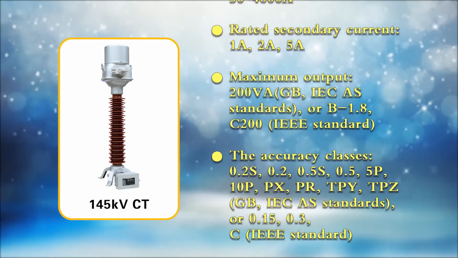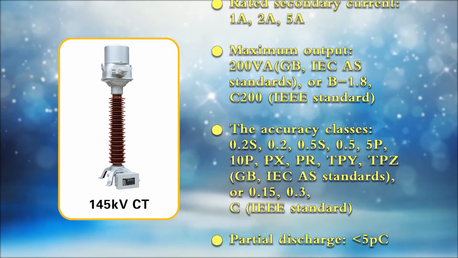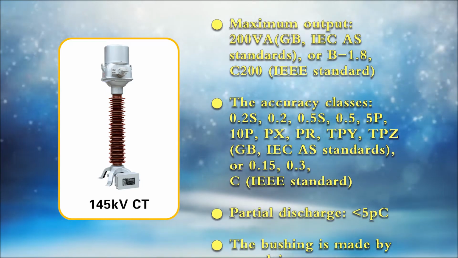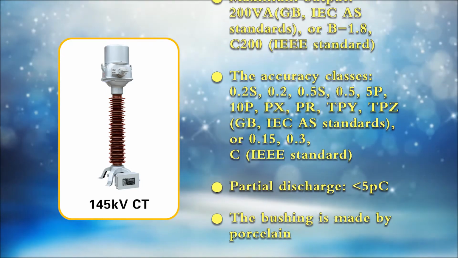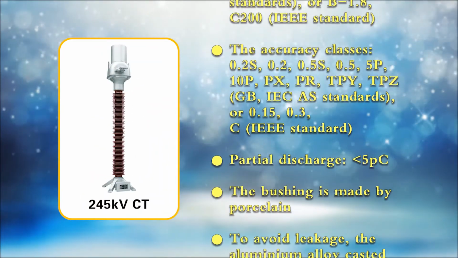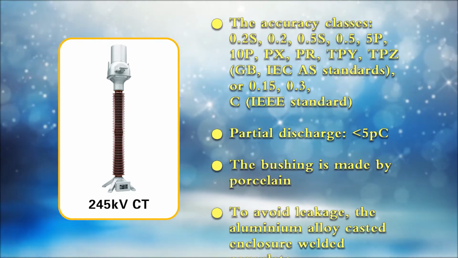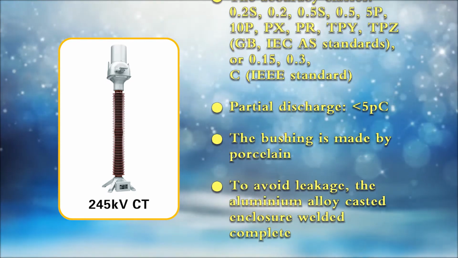The accuracy classes 0.2S, 0.2, 0.5S, 0.5, 5P, 10P, PX, PR, TPY, TPZ, GB, IEC as standards, or 0.15, 0.3, CE standard. Partial discharge, less than 5 pC.